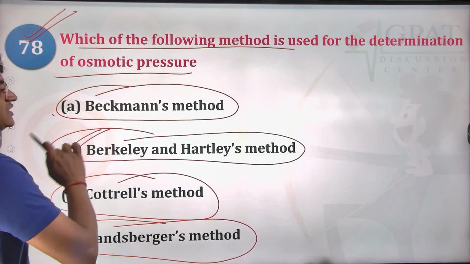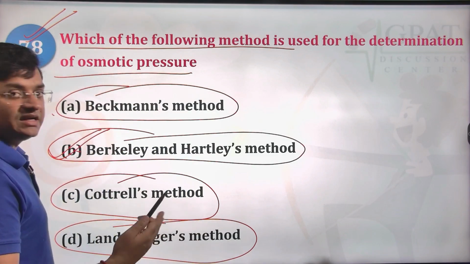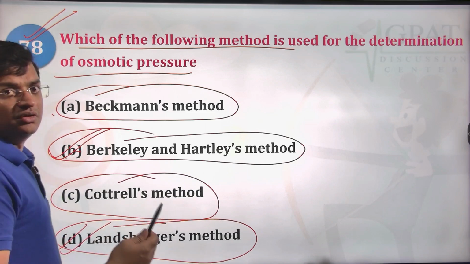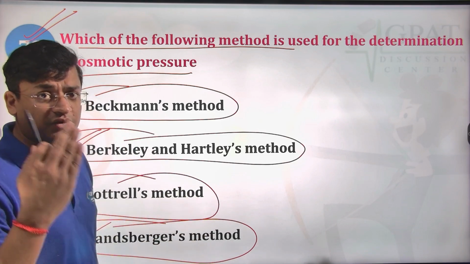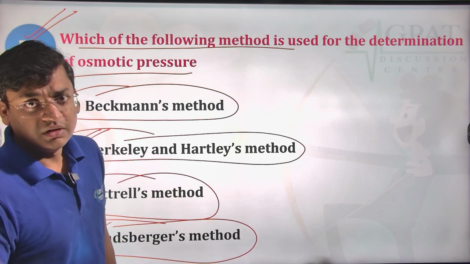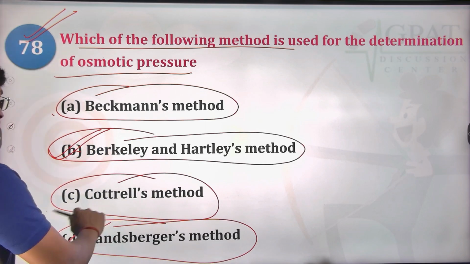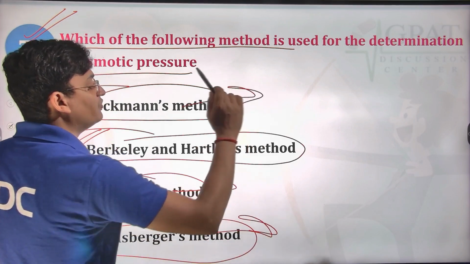While Beckmann's method measures the temperature change in the freezing point, the Cottrell method is a boiling point method. Next, the Landsberger method is also related to the elevation in boiling point, and it is used for the measurement of the molecular weight of a solute using elevation in boiling point. So this one is related to elevation in boiling point, and this one is related to the freezing point.